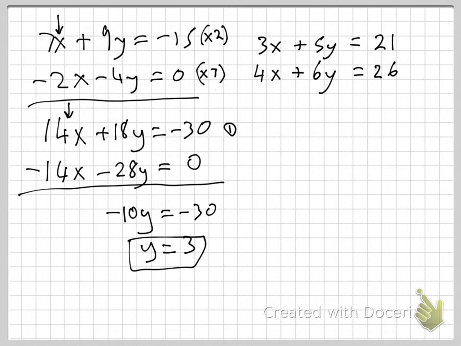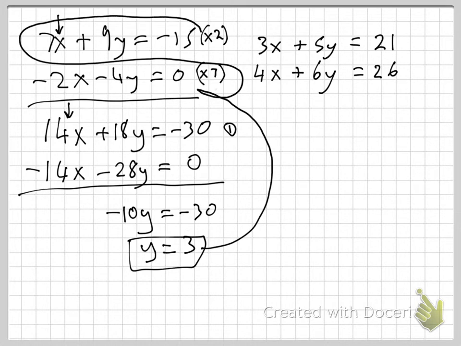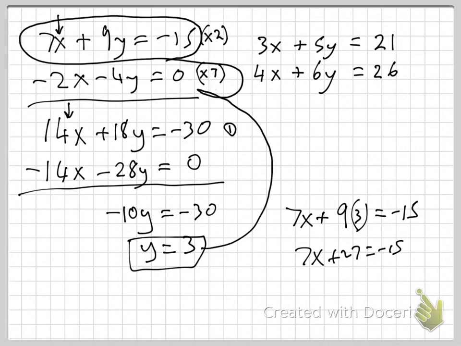Right, if y equals 3, I've got to plug it back into y there or there. I'll do it back into this one. So 7x plus 9y, remember y is 3, equals negative 15. So 7x plus 27 equals negative 15. Take away 27, you get negative 42. So x equals negative 6. Okay, so x equals negative 6, and those are your two answers.